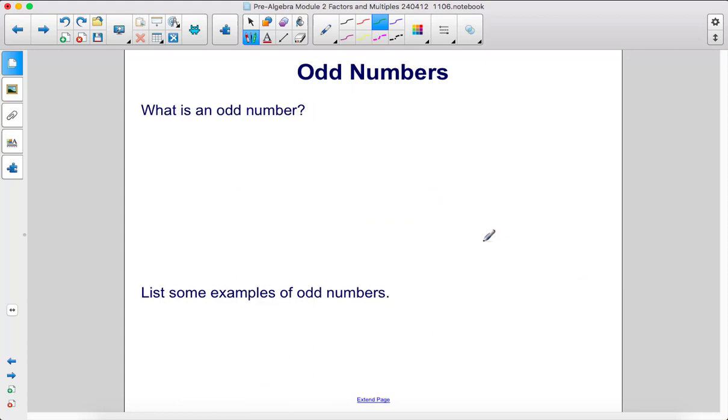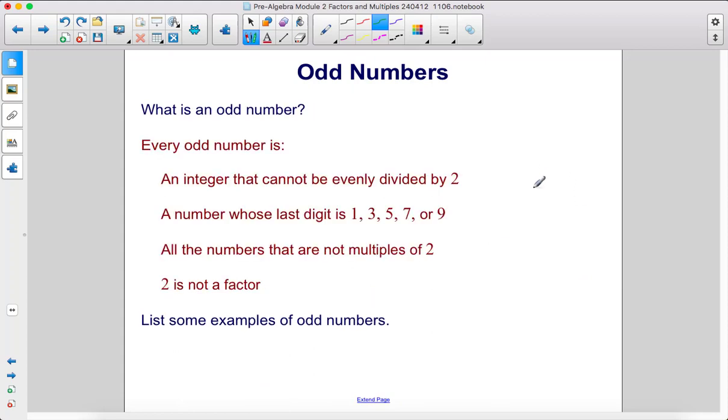What is an odd number? Every odd number is an integer that cannot be evenly divided by 2, a number whose last digit is 1, 3, 5, 7, or 9, all the numbers that are not multiples of 2, and numbers where 2 is not a factor. List some examples of odd numbers.